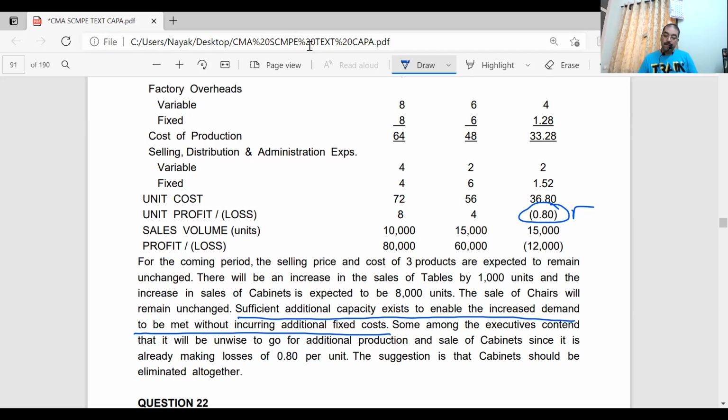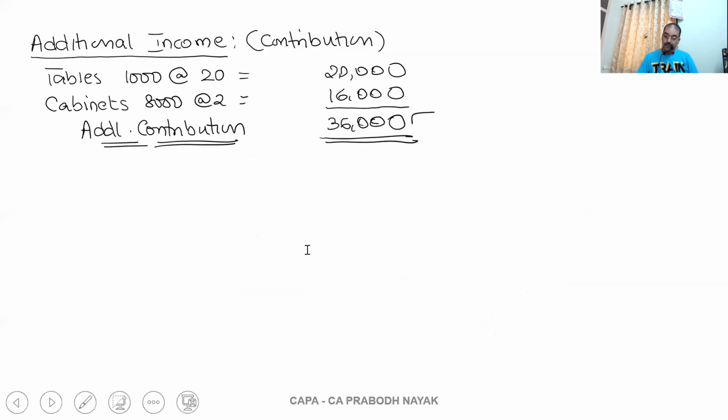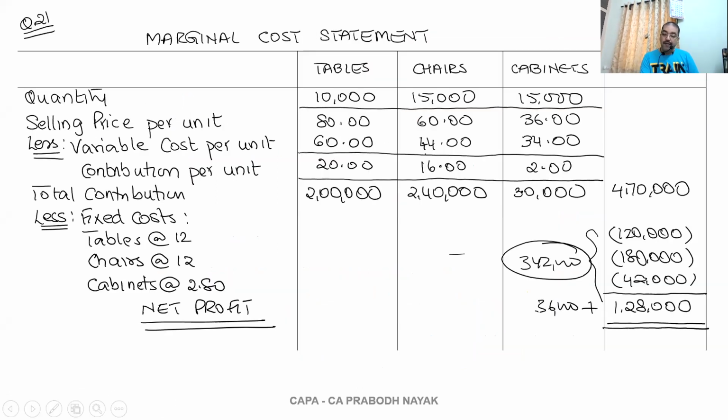Now they are saying the suggestion is that cabinets should be eliminated altogether. What will happen if cabinets are eliminated altogether? If cabinets are eliminated altogether, this additional 30,000 is not going to be earned by the company. So profits will reduce by 30,000.